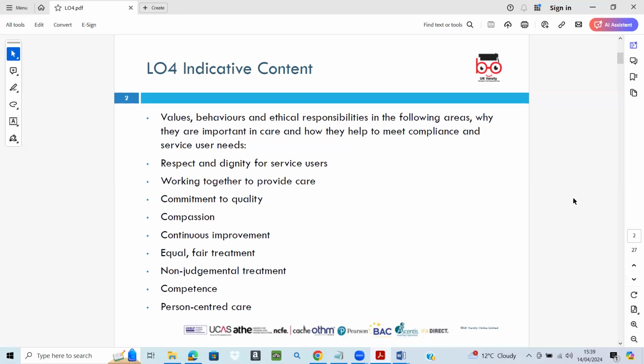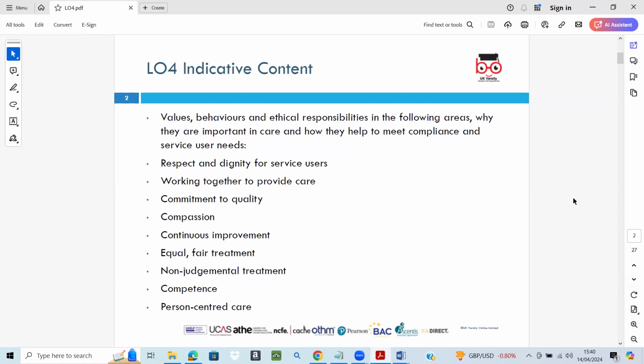Then we have equal fair treatment. Okay, so in equal and fair treatment, we can say that treating everyone equally and fairly is essential to uphold the ethical standards of justice and equity in care or social work. So, ensuring that no service user is discriminated against or disadvantaged.